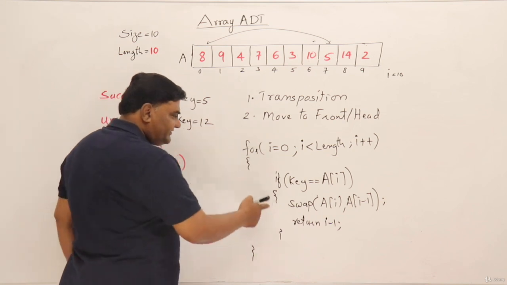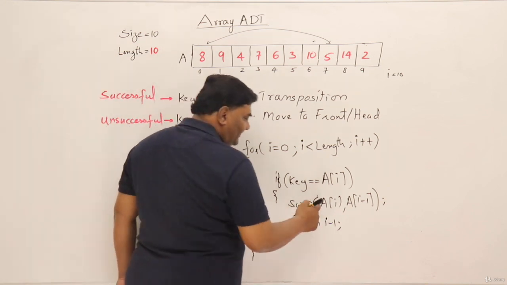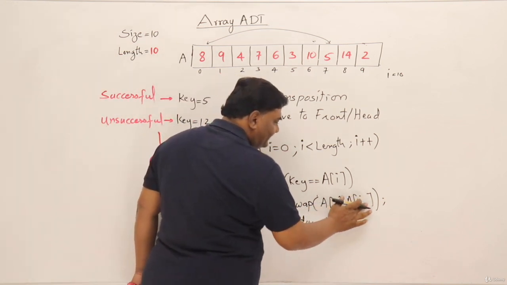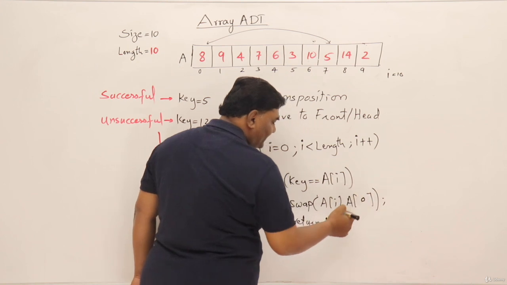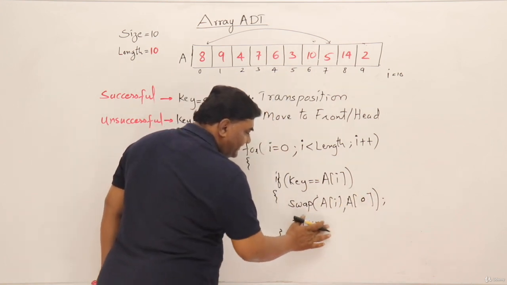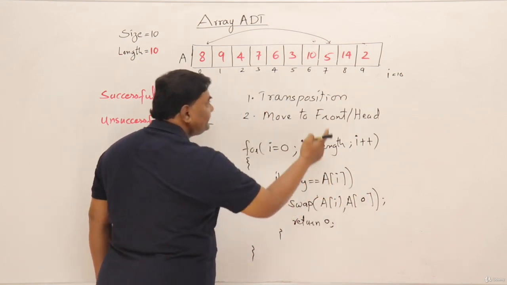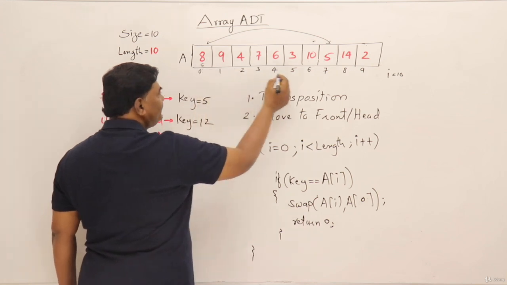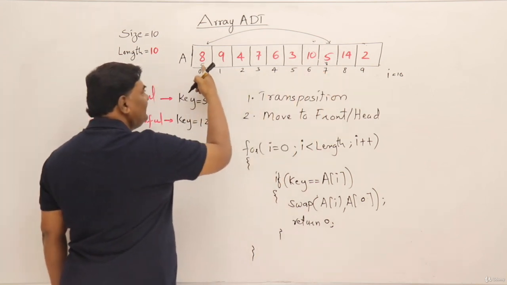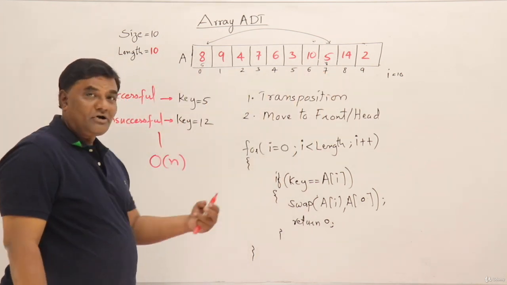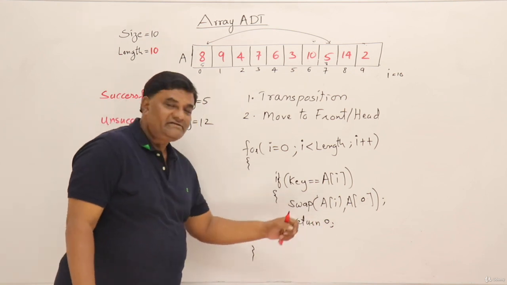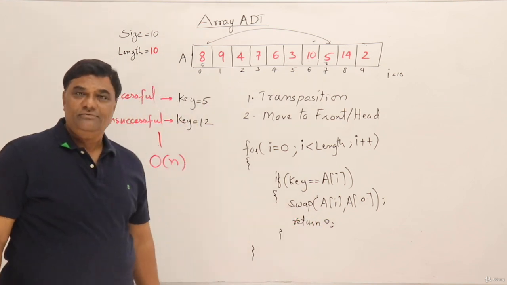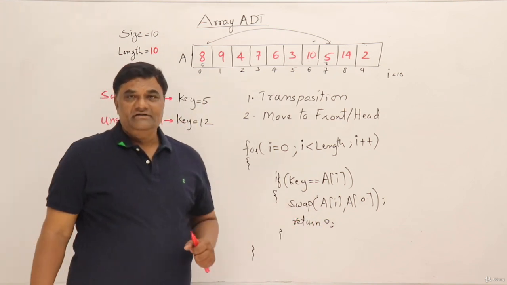So here in this code, if the key element is found, then we can swap the element with index 0. And now the new index is 0 for this element. So 5 is brought here. Let us assume 5 is here and 8 is here. So the key element that we have searched is brought to the front. So you can return index 0, meaning the element is at index 0. So this is another method.